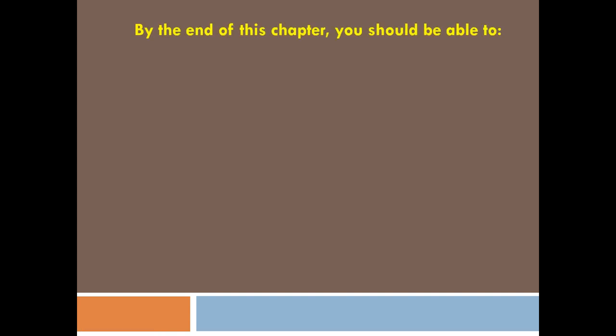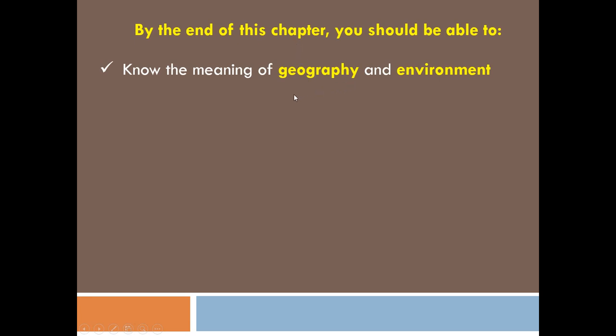In this chapter, by the end of it, all of you must be able or should be able to know the meaning of geography and the environment. Like I said, this is the subject of geography, and therefore we need to understand what geography is, what the environment is. So our first objective is knowing the meaning of geography and the environment.